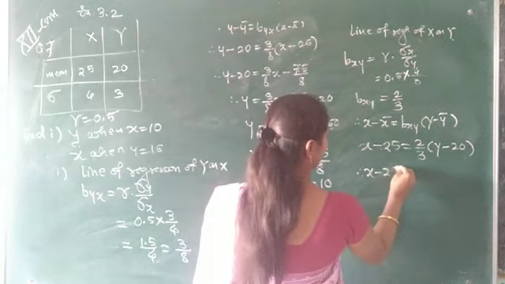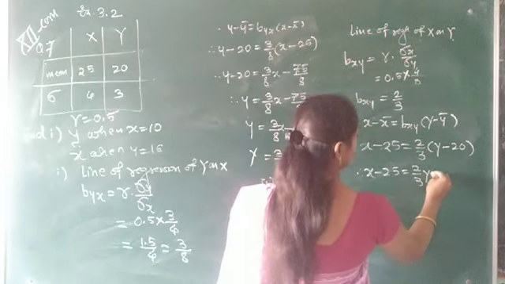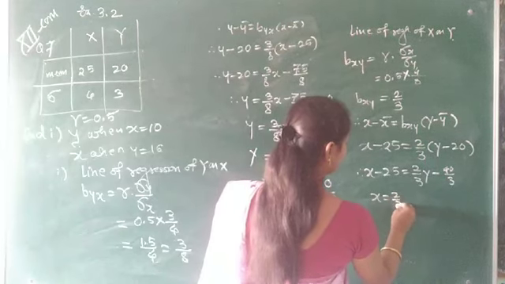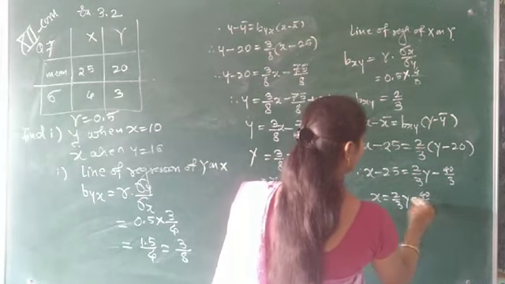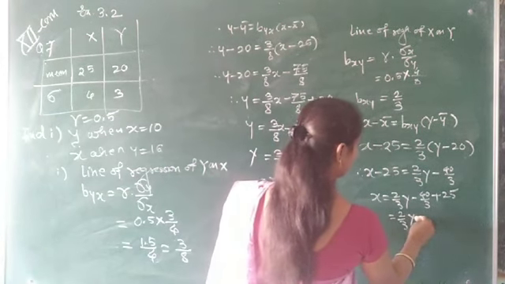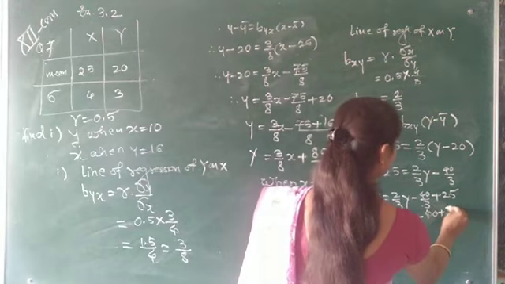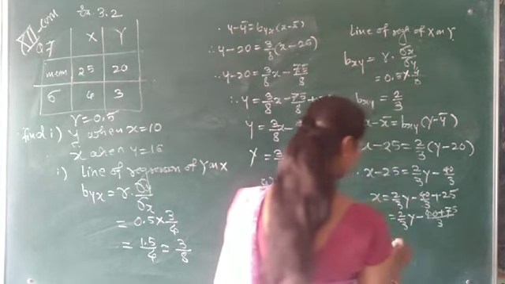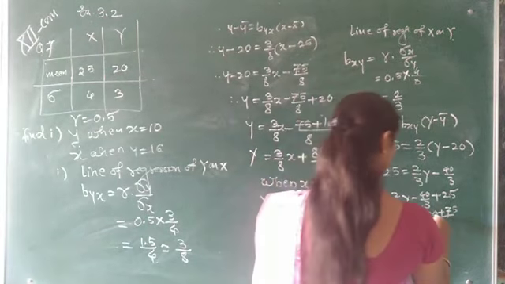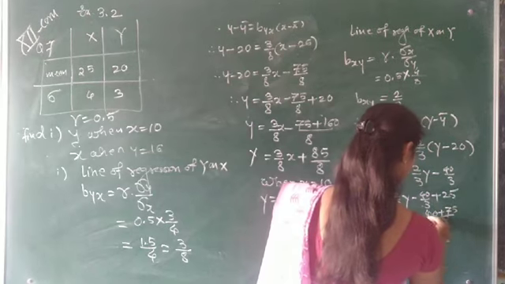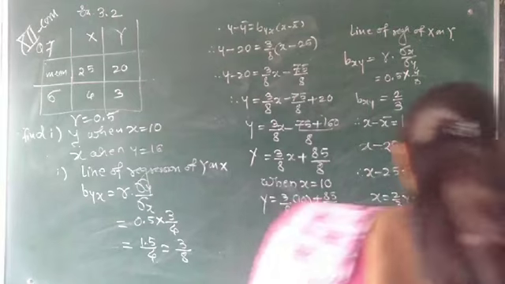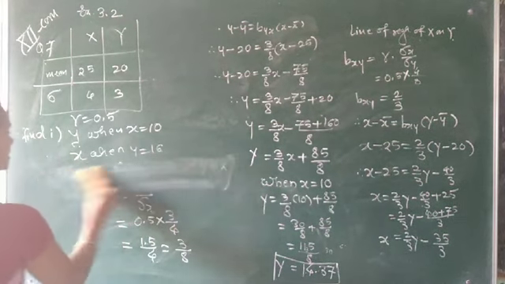Therefore x minus 25 is equal to 2 by 3 y minus (2 into 20) upon 3. Therefore x is equal to 2 by 3 y minus 40 upon 3, and the minus 25 here becomes plus. Therefore 2 by 3 y minus 40 plus 75 upon 3, that is 2 by 3 y plus 35 upon 3. X is equal to this, but we have to estimate x when y is equal to 60.